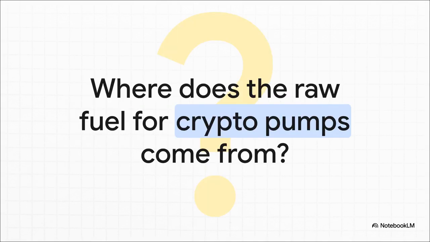So think about yesterday, day 101. We mapped out exactly how capital rotates between Bitcoin and altcoins using the dominance index. And yeah, that was a fantastic lesson on flow. But today, we need to completely reframe the board. I need you to ask yourself a much more fundamental, honestly much more revealing question. Where does the raw fuel for these massive crypto pumps actually come from?